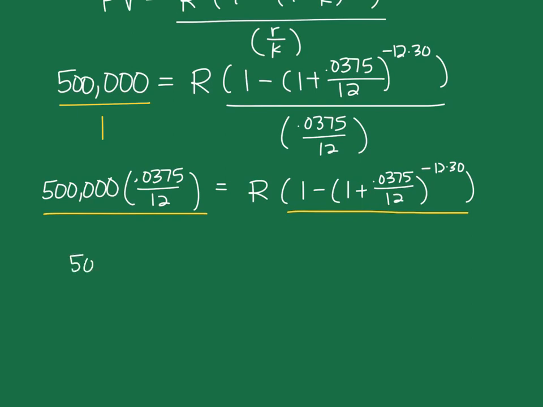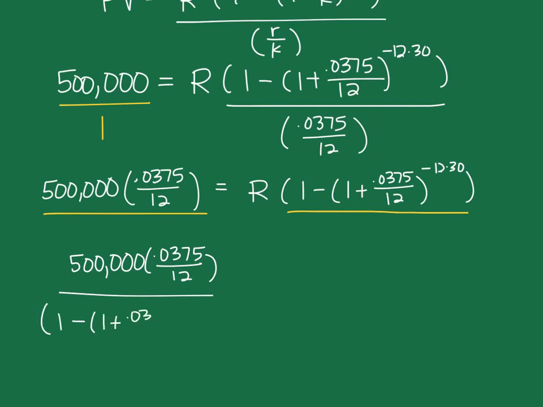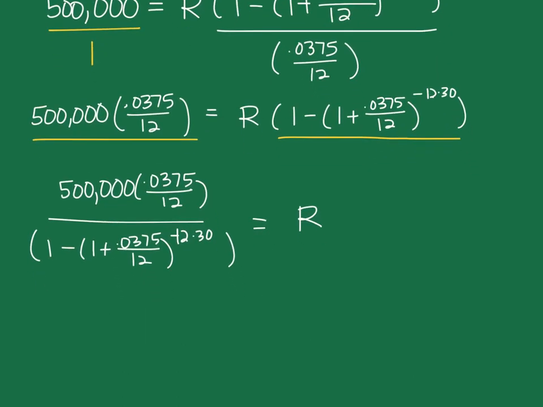And so I'm going to take 500,000, which was cross-multiplied to the fraction 0.0375 over 12, and I'm going to divide it by this huge other fraction over 12 to the negative 12 times 30. And that will give me r by itself. All right, so go ahead and type that in. I'm just really interested to know what you guys come up with for how much his monthly repeated payment is supposed to be.